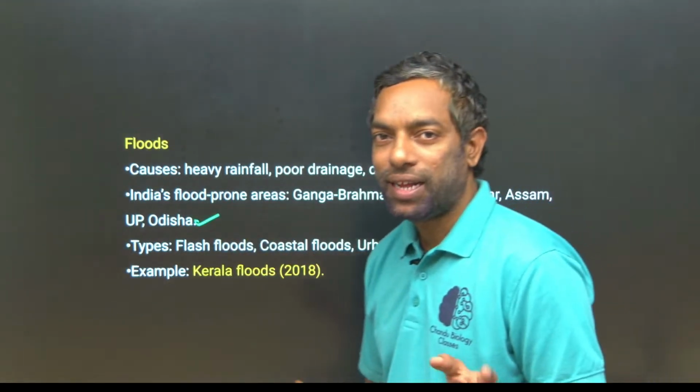I told you in the rivers chapter: the sorrow of Bengal, Damodar river. The sorrow of Bihar, Kosi river. The sorrow of UP, Gagra river. These rivers cause flooding in their respective states, guys. They can ask you in any form.